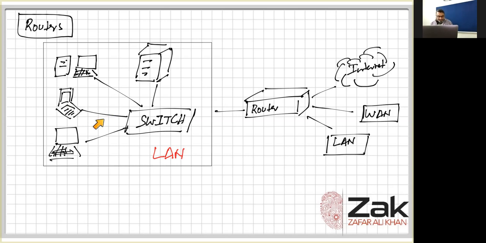Routers can be wired or wireless devices. So you need to understand that routers are required, but all the routers work for the same type of protocol. For example, in this diagram, the protocol that is being used is TCP/IP. They work on the same layer over TCP/IP.